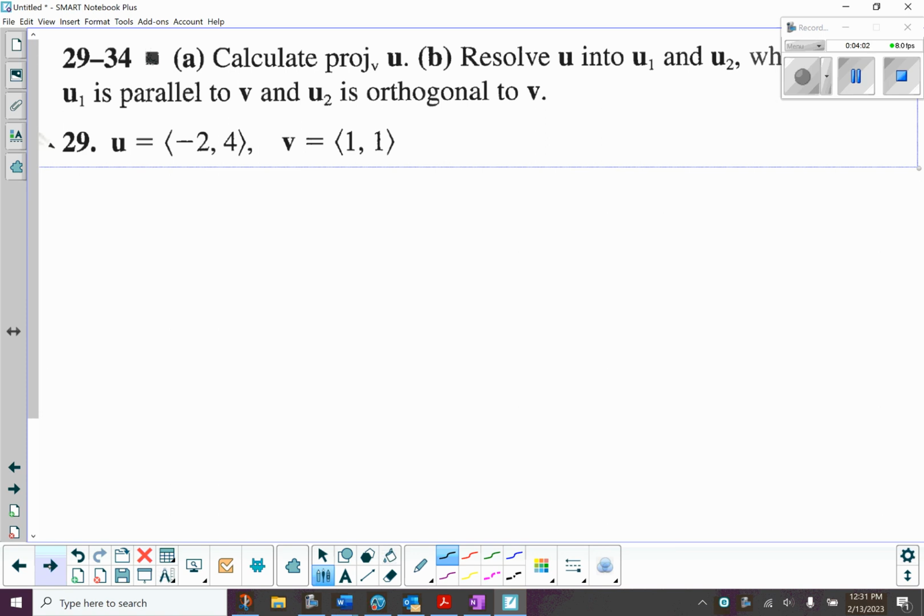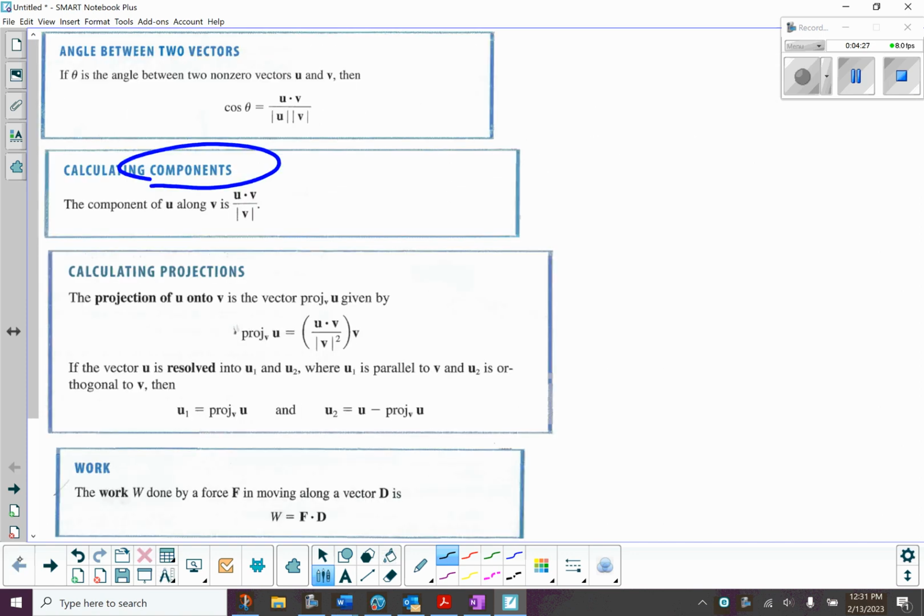For 29 through 34, they wanted you to first of all calculate the projection of vector u onto vector v, and then second of all resolve vector u into its two components, where one is parallel to v, the other one is orthogonal to v. All right, so for part A, again, back to our notes here.